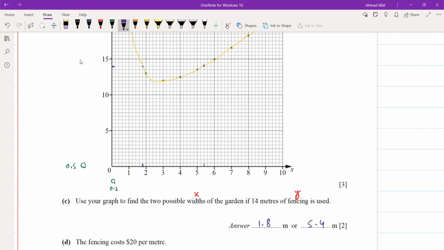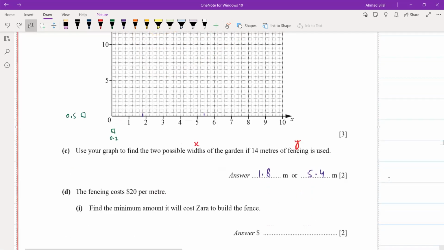Okay, you have to see which variables they used to represent these things. So width was x and fencing was y. It's just asking you for the values of x when y is equal to 14. Right? So they are 1.8 and 5.4 from our graph.